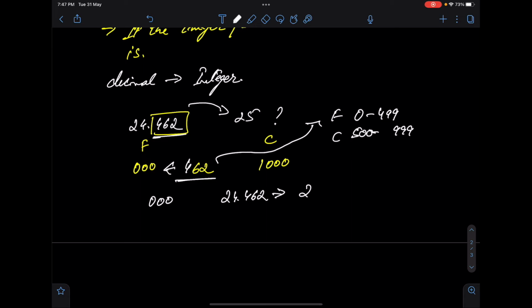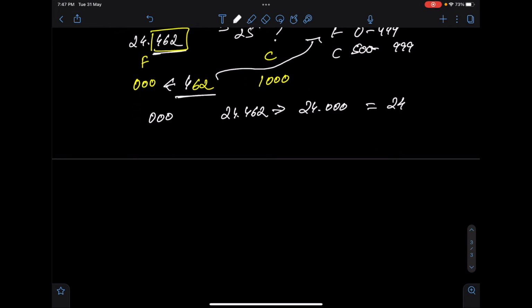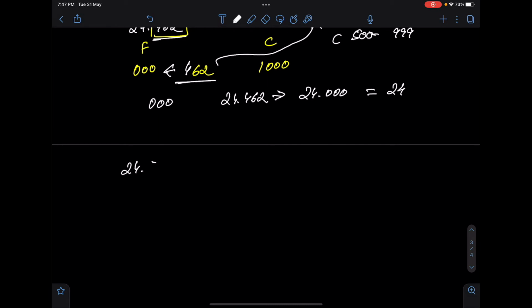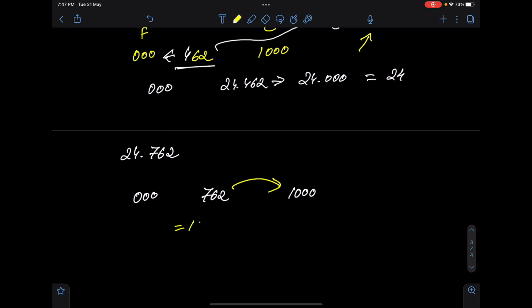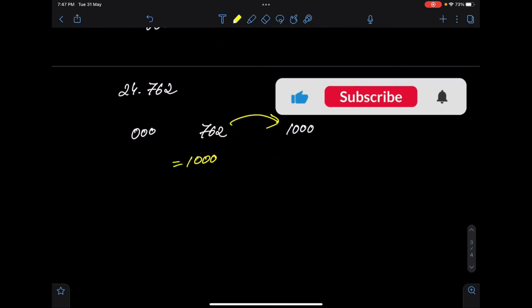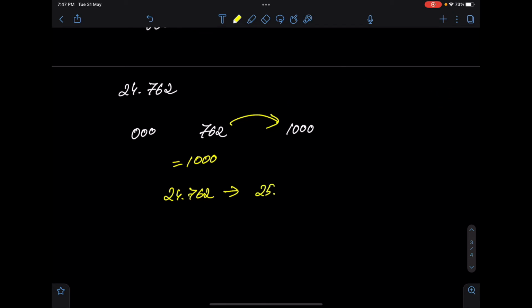If in this case it is 24.762, that means we'll do the same thing. 762 falls into this category right here, as you can see, this one. So 762 will be sealed and we will get 1000. So the new decimal from 24.762 will become 25.000. Why? Because we add this one with 24, we get 25, which is simply 25.